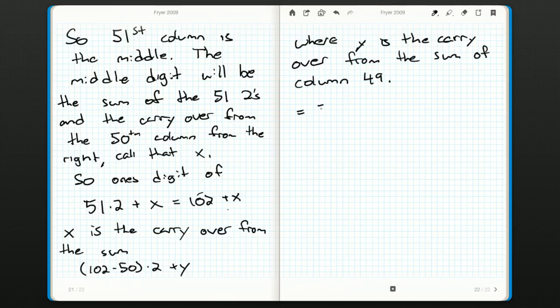So that's 52 times 2 plus y, so that's 104, right? 104 plus y. Okay. So our carryover is something like 10 or 11 or 12. It can't be 30 because y has to be less than 30.